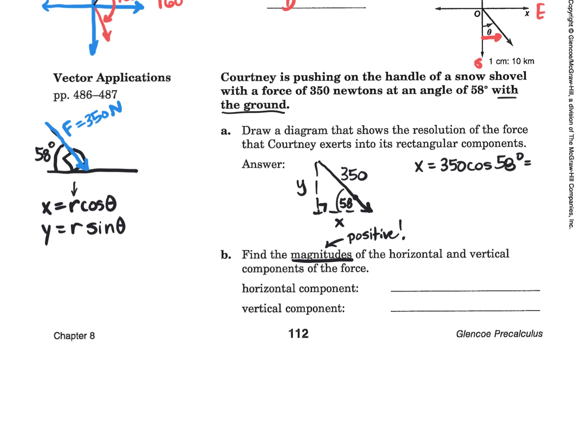Okay. So about 185.5. That would be newtons. Okay. And then y is going to be what? Yep. 350 sine 58 degrees. About 296.8 newtons. Okay. So the horizontal component is about 185.5. And the vertical component is 296.8. So this really isn't that hard, is it? Not too bad? Okay.